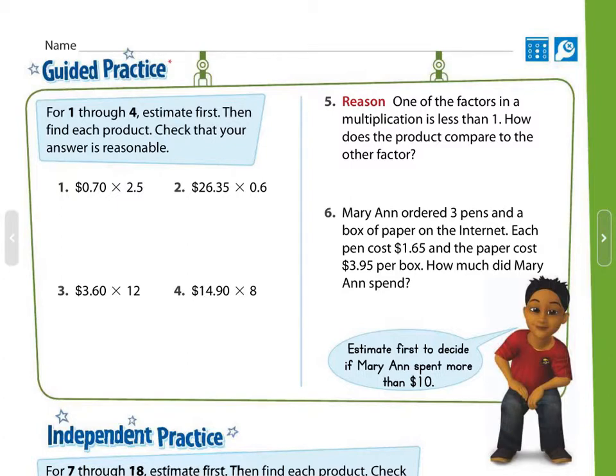So get your guided practice out. If Mrs. Gerhardt hasn't already passed it out, you can pause the video and get it passed out. Make sure your heading's at the top. That would be your first name, last name, classroom number, all that stuff.